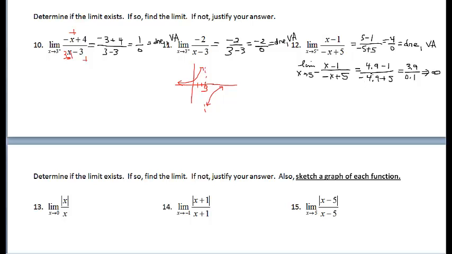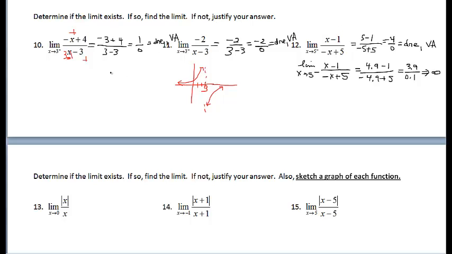plug in something closer to 5 than 4.9, so that would be like 4.99, but the output should still be the same. Okay, otherwise we're just done when we say does not exist, vertical asymptote.